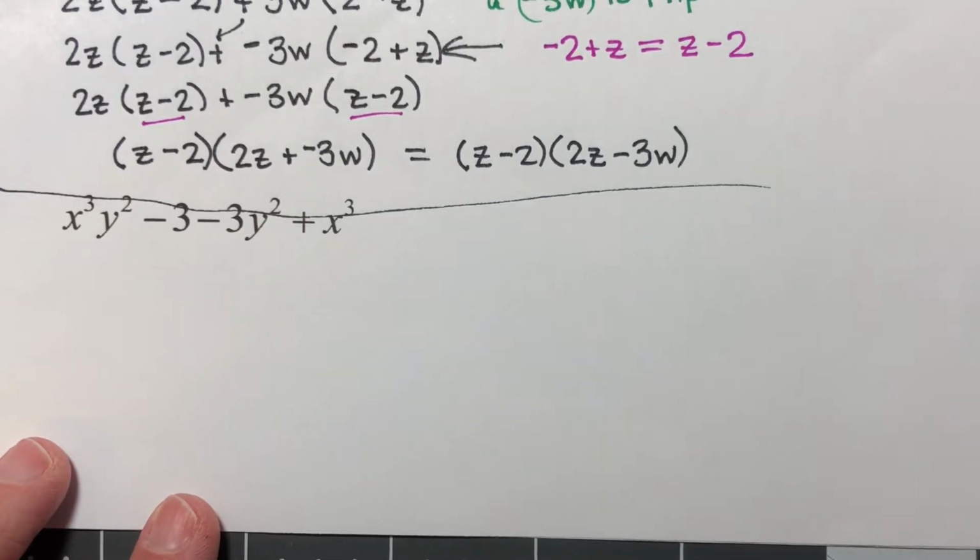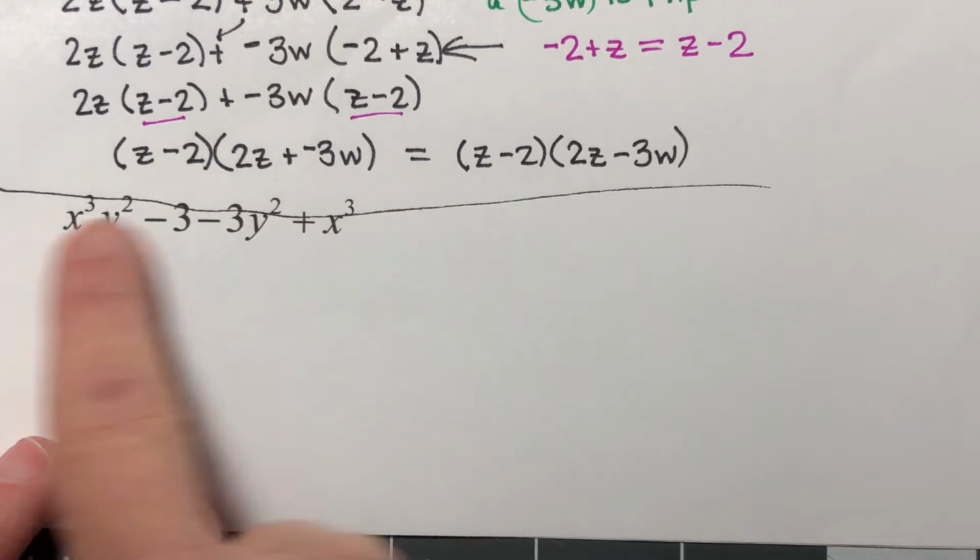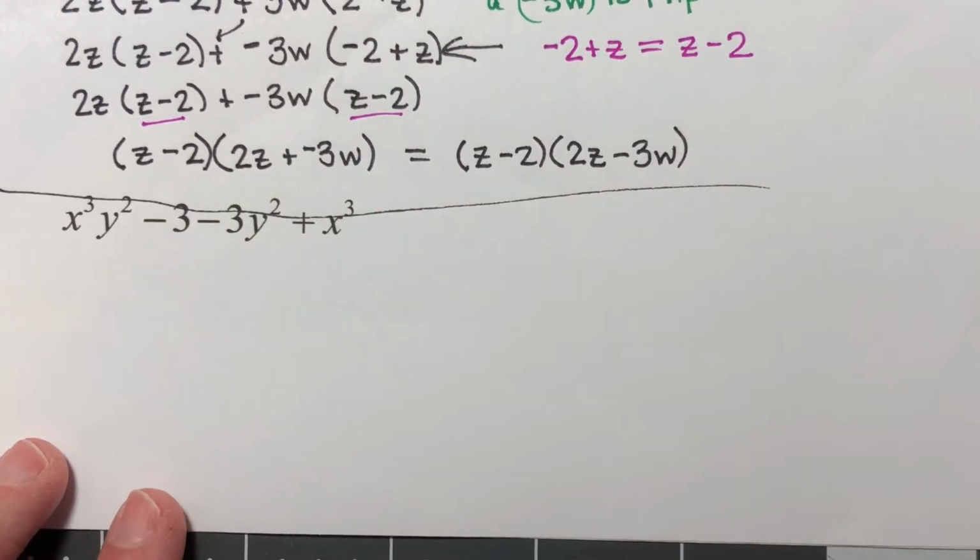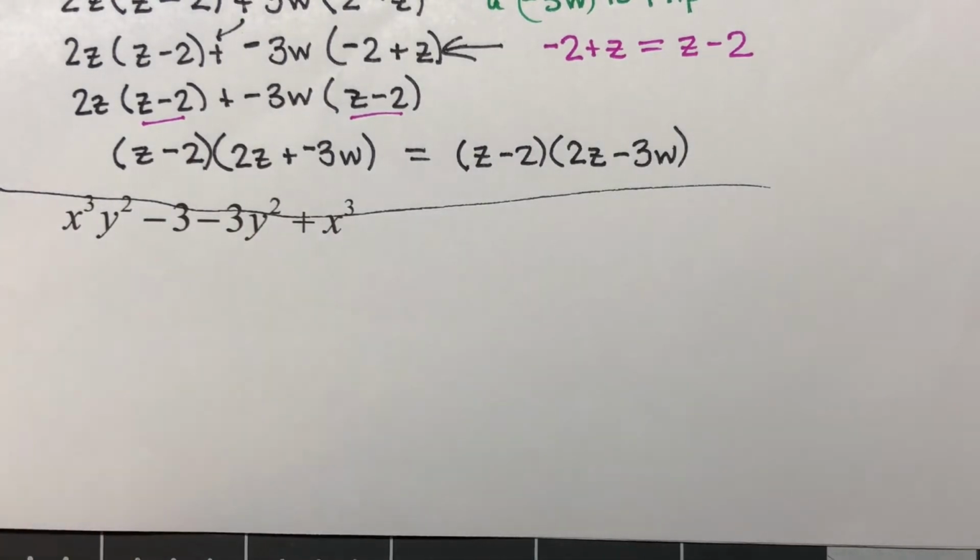This is 6.1, part 7, the last problem in the section. I was a little sloppy when I drew the line through it, but I think you can still read it. We want to factor by grouping. The first thing we do is we look for a GCF.